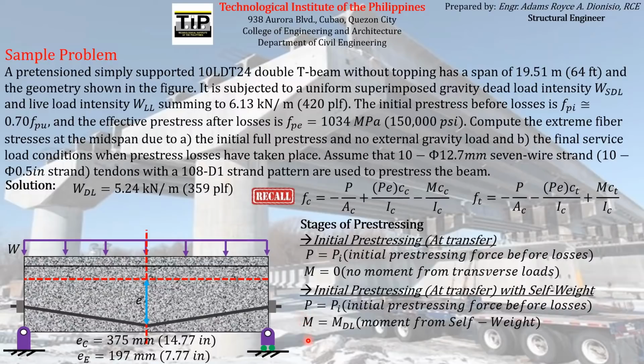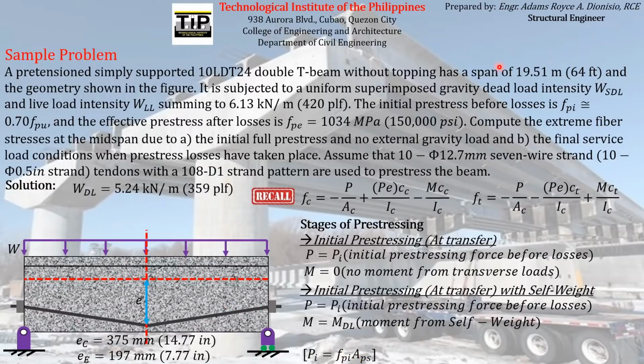And if you can recall from mechanics of deformable bodies, the relationship between the stress, force, and the cross-sectional area is that the force is equal to the stress times the cross-sectional area. Since we are talking about the initial pre-stressing force here, we can say that the initial pre-stressing force is equal to the initial pre-stress, which is given here, 70% of the ultimate tensile strength of the pre-stressing reinforcement, times obviously the cross-sectional area of the pre-stressing reinforcement itself.